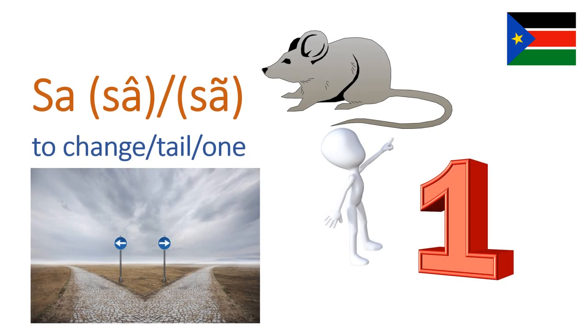Sa, sa, sa. This word means a lot of things. It can mean to change. Musaha kubani, change it to the other side. It can also mean a tail. Sakuli, the tail of a mouse or a rat. It also means one. Sa.